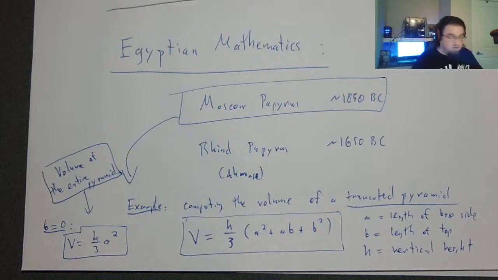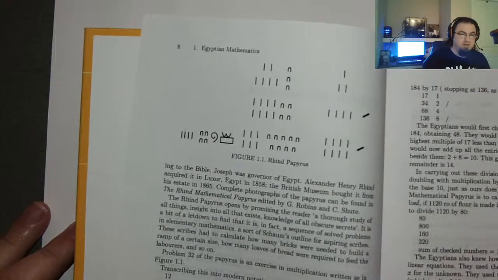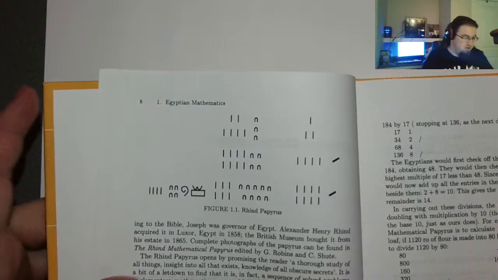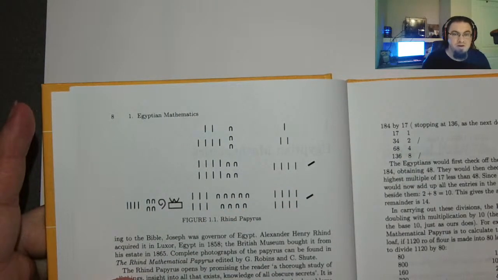The Rhind Papyrus is very interesting, and you might have seen this before because it's so famous that it has received a lot of attention from pop math stuff. So what's the contents of the Rhind Papyrus? Again, I'm going to bring this back onto the screen. This, for instance, is a block of the Rhind Papyrus. Okay, what is being done here?